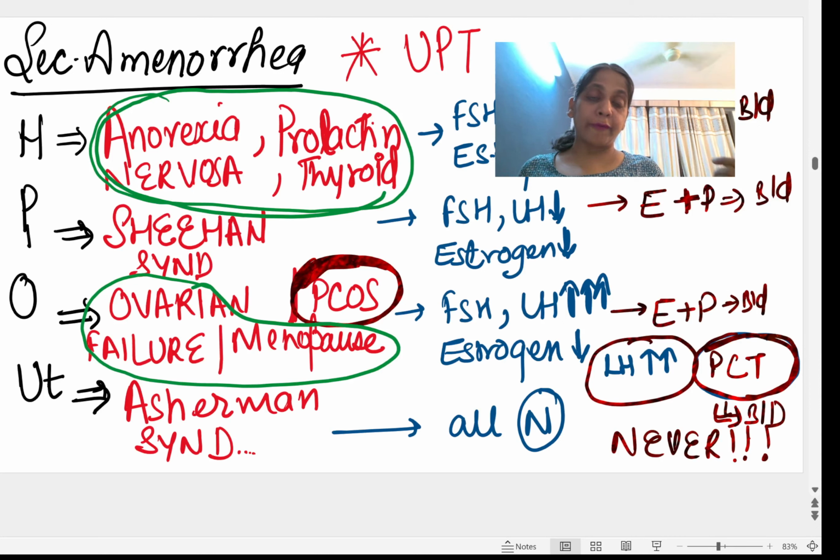Okay. Next is CA ovary. CA ovary is mainly due to BRCA mutation or HNPCC. If BRCA mutation is there, the chance of ovarian cancer is at least 50%.